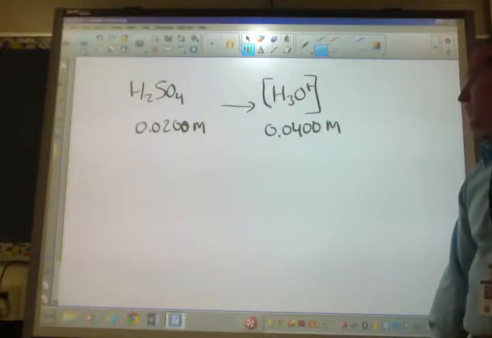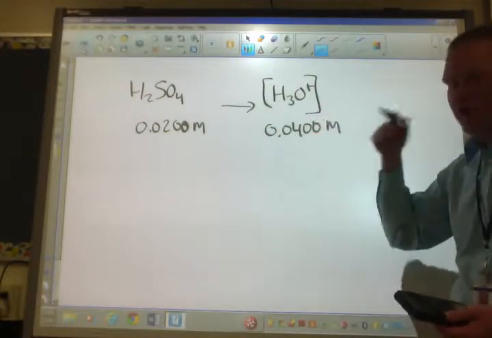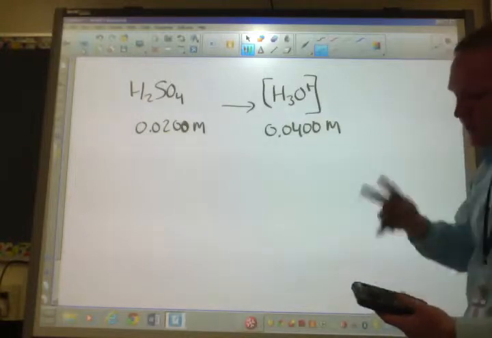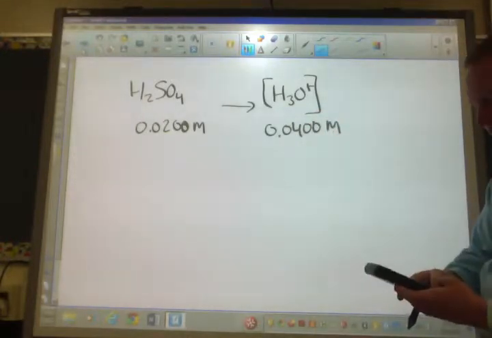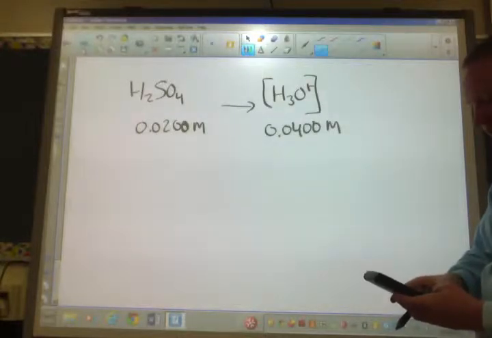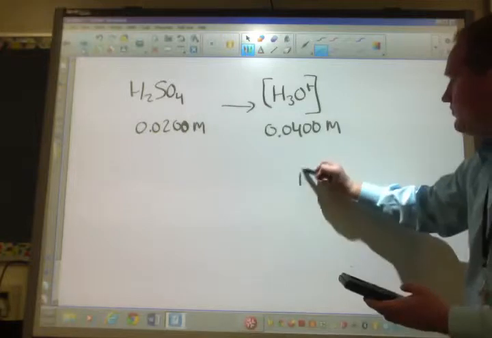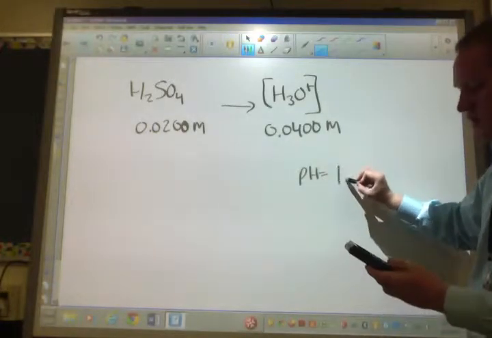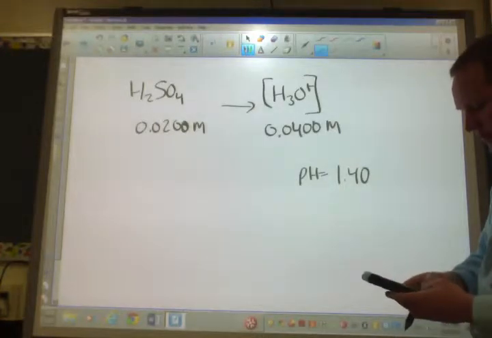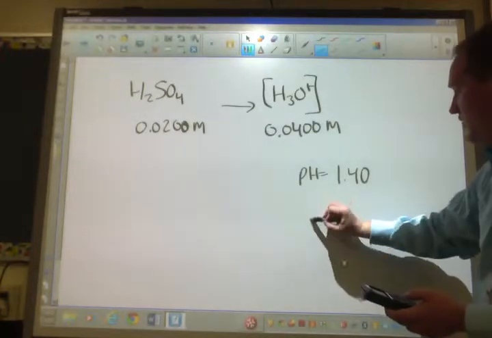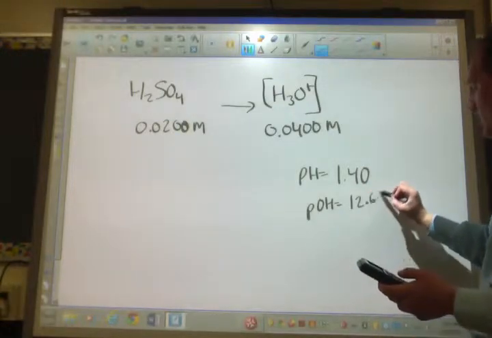Okay, in this example, we've doubled the concentration to get our hydronium. We're looking for pOH though, so to do this we need two steps. I'm going to find pH, then pOH. Negative log of 0.0400 gives me 1.40. Therefore, pOH is 14 minus this, 12.60.